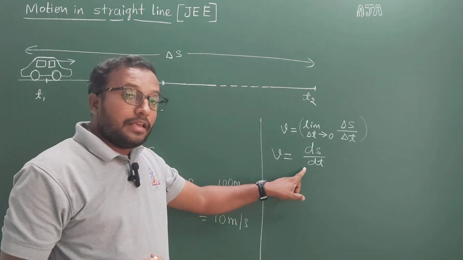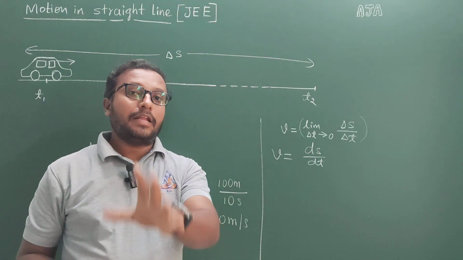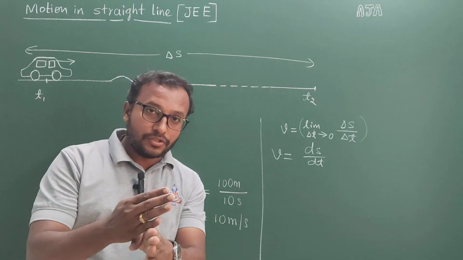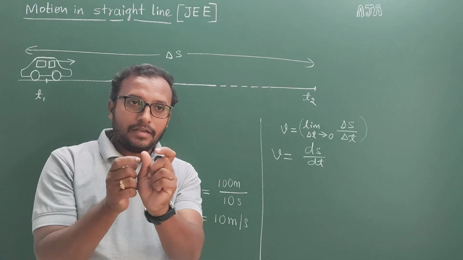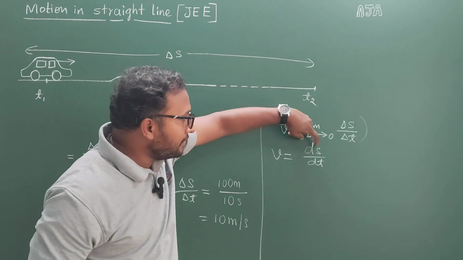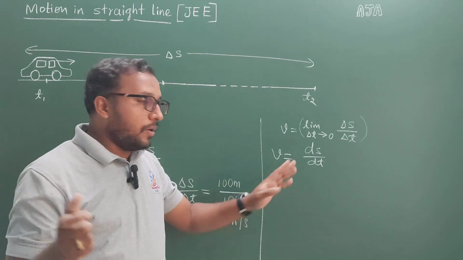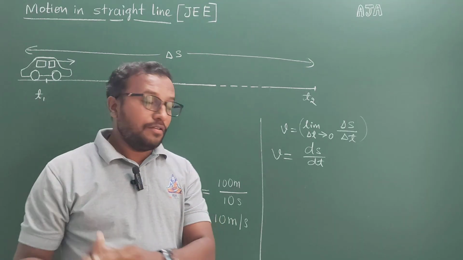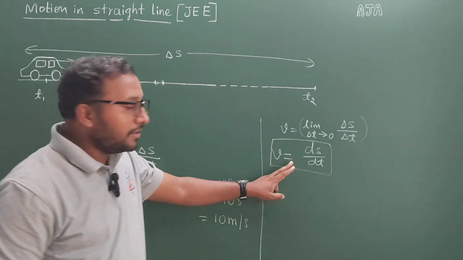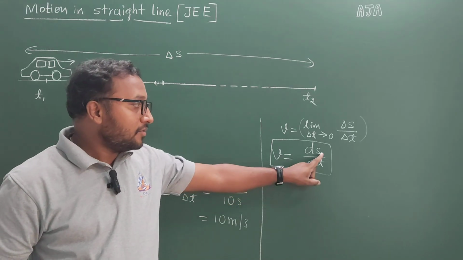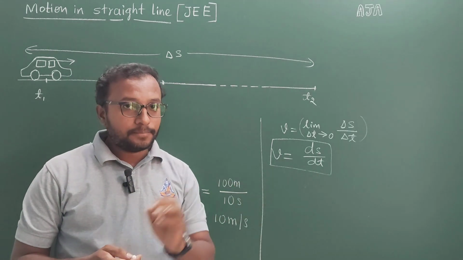Okay, so this will give you the speed of the body at that particular instant in a given position, or the speed of the body when it travels a very small distance ds in a very small time interval dt. This is called instantaneous speed, which can be expressed using this equation. So you see that instantaneous speed is nothing but the differentiation of distance or position with respect to time.